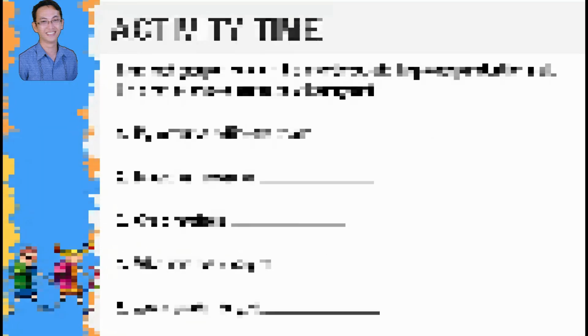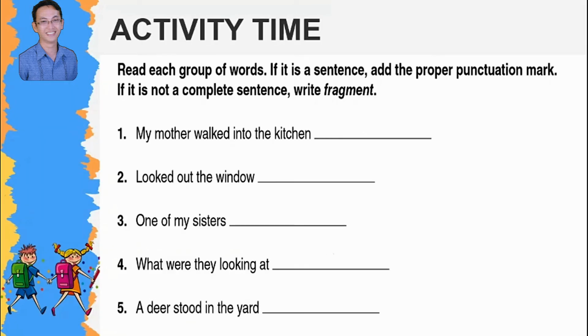It's time to do our activity to apply what we have understood in our lesson for today. Let me read to you our instructions. Read each group of words. If it is a sentence, add the proper punctuation mark. You need to choose only either a period or a question mark. And if it is not a complete sentence, write fragment.